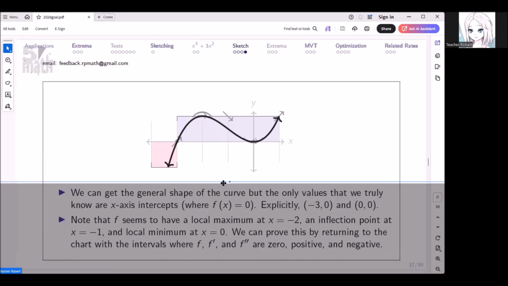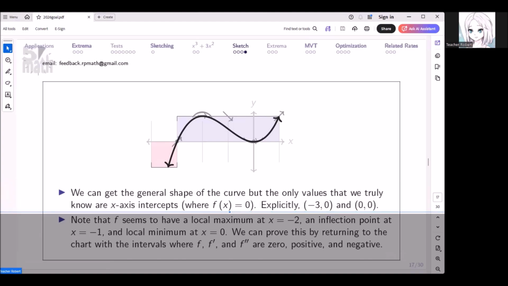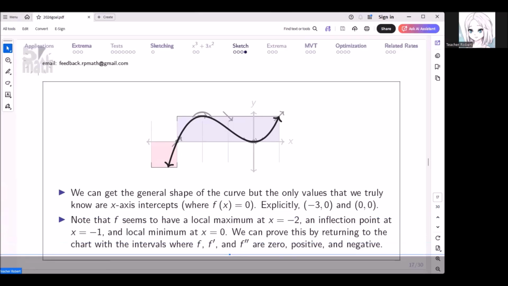Here's a picture. We can get the general shape of the curve, but the only values that we truly know are the x-axis intercepts, where f of x equals 0, explicitly minus 3, 0, and 0, 0. Note that f seems to have a local maximum at x equals minus 2, an inflection point at x equals minus 1, and a local minimum at x equals 0.